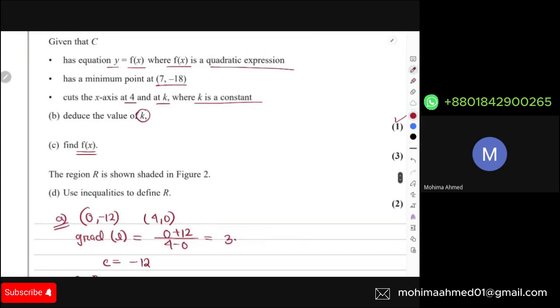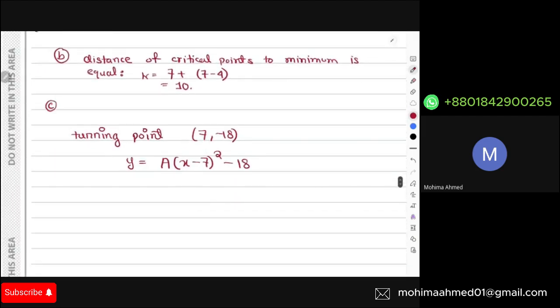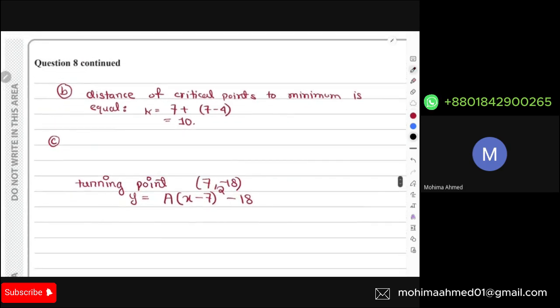After this, now they're asking to find out the equation for your f(x). You have to now find out the equation for your f(x). So this is what we're going to use. This is one of the formats that we can use to write down the equation. The other format is y equals a(x minus 4)(x minus 10), where the critical points are x equals 4 and x equals 10. This is one format and this is the other format. So I can just substitute the equations to find out the value for your a here.